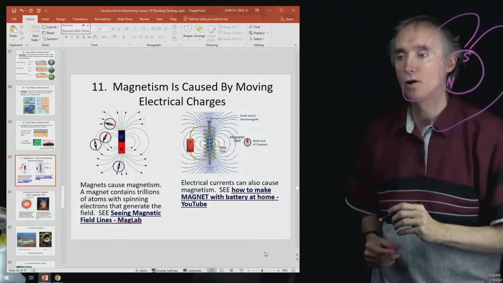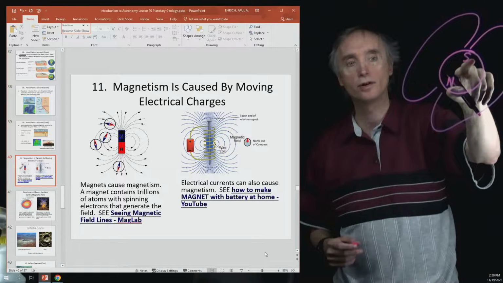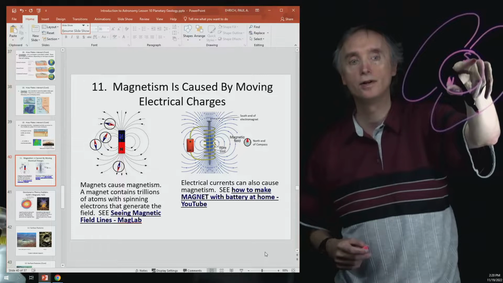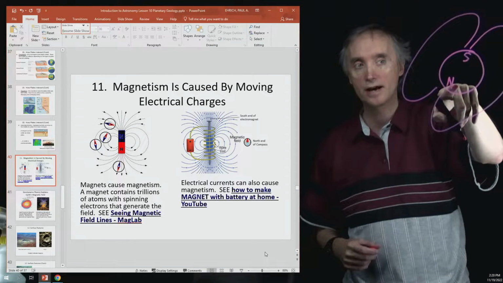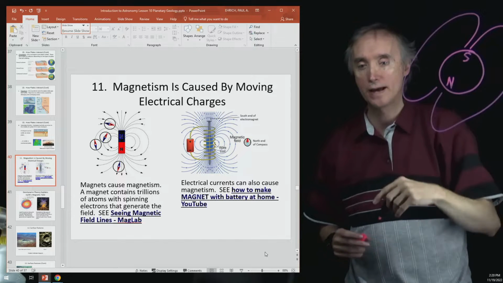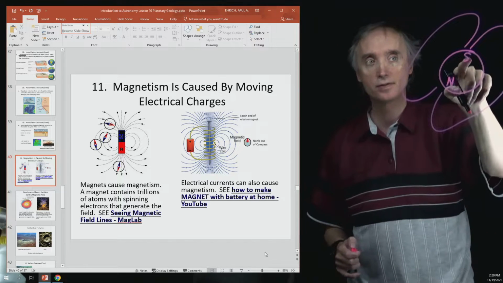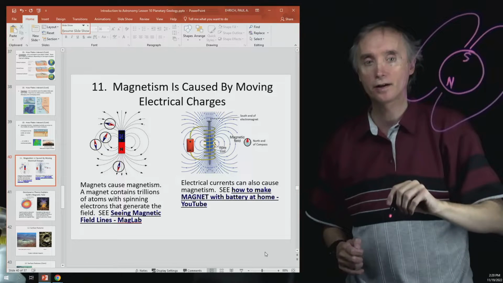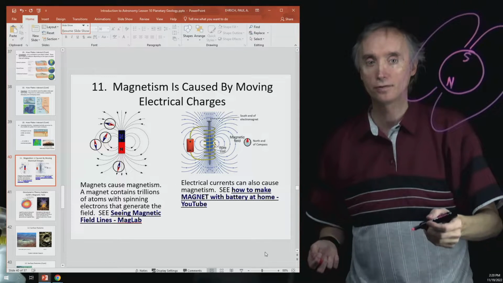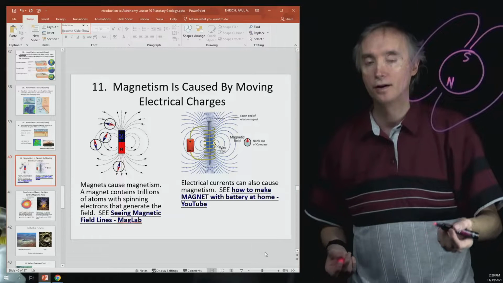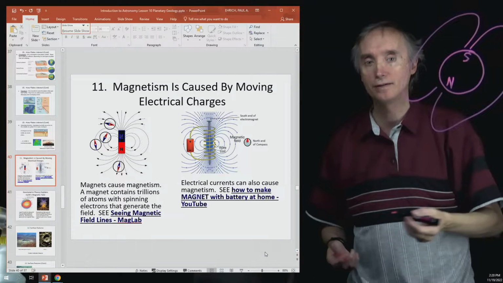So you might be thinking, oh, that's wrong. This should be north up here. Well, it's the north geographic pole. And then this would be the south geographic pole. But magnetically speaking, this is a south pole. Because if you've got a compass, which way does a compass point? It points north. Well, what is a compass? A compass is a tiny magnet.